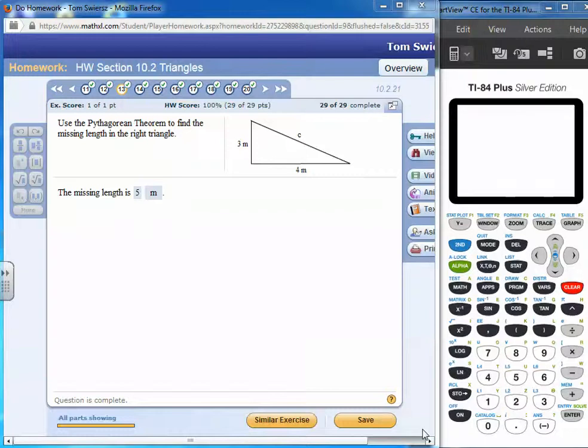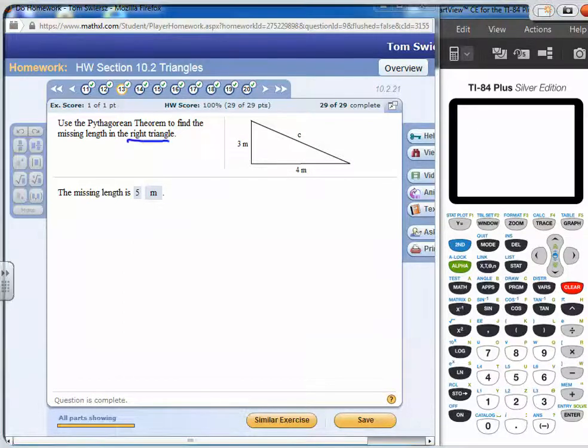Let's solve homework exercise number 13 from section 10.2. Use the Pythagorean theorem to find the missing length in the right triangle. Okay, so it's given to be a right triangle, so we know we have a right angle. We'll assume the right angle appears by looks, it's right there.